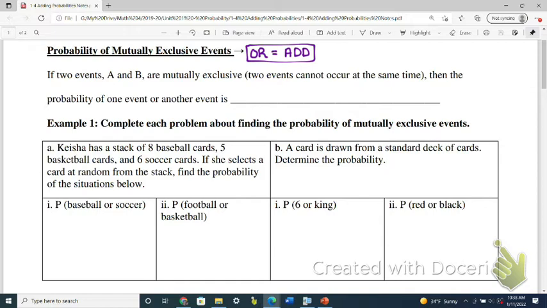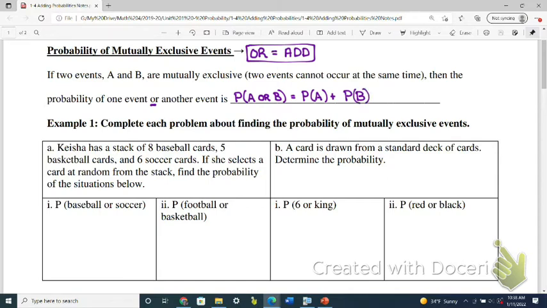If two events A and B are mutually exclusive, that means they cannot occur at the same time, then the probability of one event or another event happening, so the probability of A or B, is the probability of A plus the probability of B.